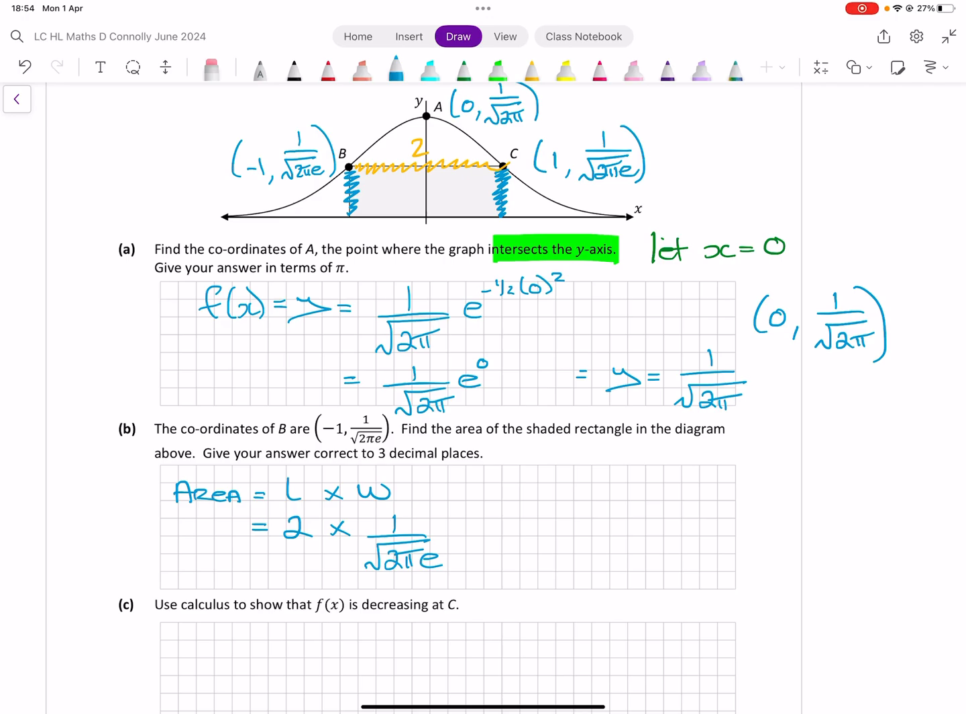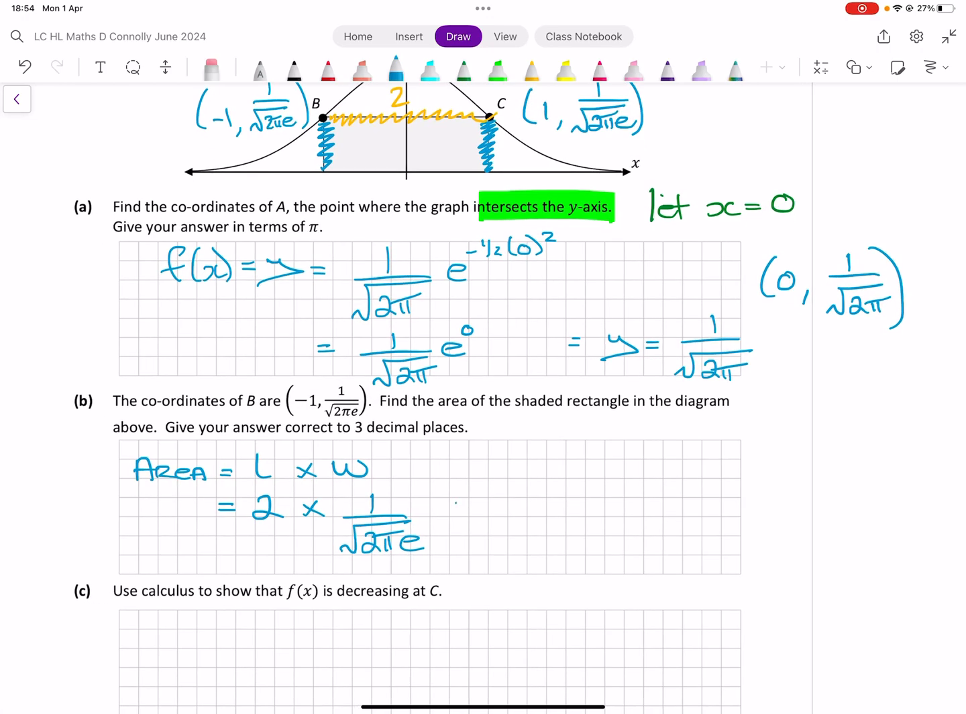Give your answer to 3 decimal places. So 2 shift pi, e to the power 1. So I have 0.484 to 3 decimal places.